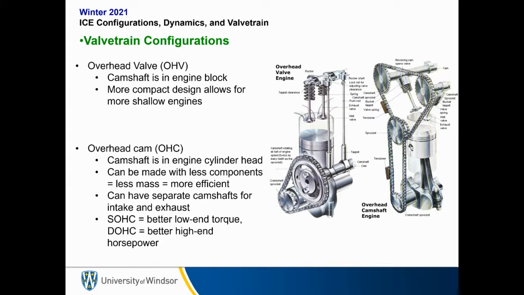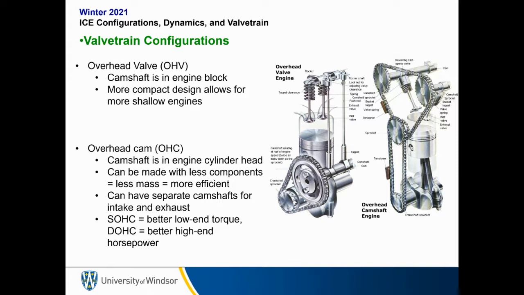You can also have separate camshafts for intake and exhaust, so you can have different profiles for your intake and exhaust, which is good. So single overhead cam, which means one cam does intake and exhaust, gives you better low-end torque. But double overhead cam gives you better high-end horsepower because you have less mass that's rotating on each camshaft, so you can rev higher.